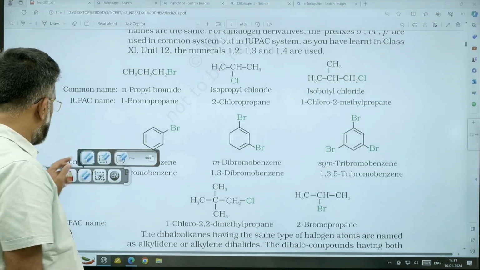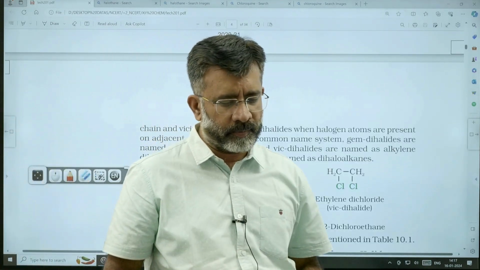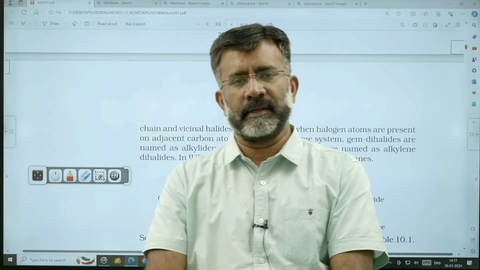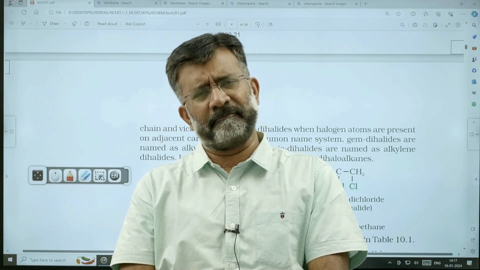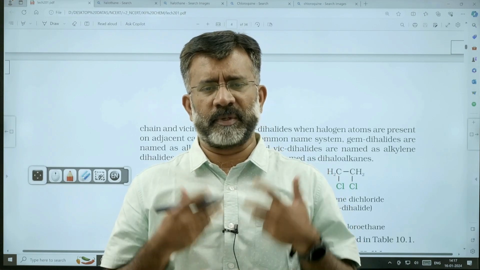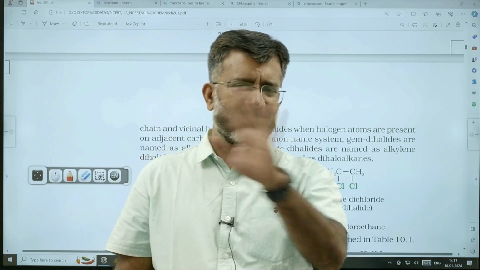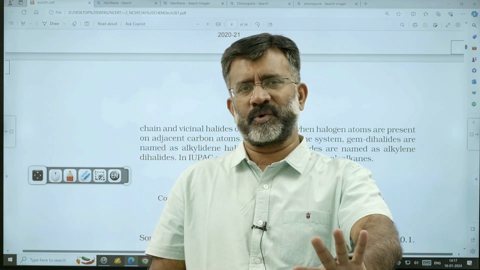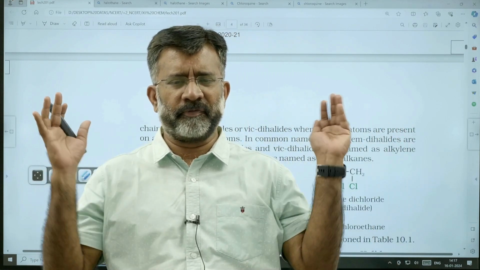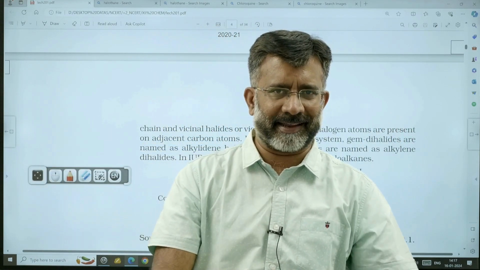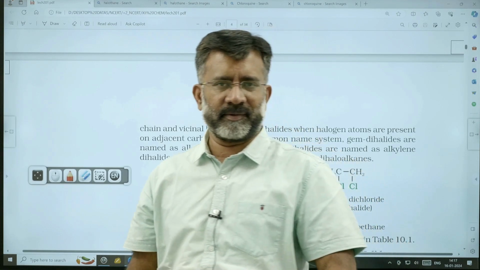So not only in this chapter, in every organic chapter, I don't have to tell you, practicing the nomenclature will be an important segment of the introductory portion. Take up as many examples as possible. Try to solve all the exercise and textual questions given in the NCERT, and also try to solve all the extra questions that we are giving from our side, with related similar molecules. Okay.